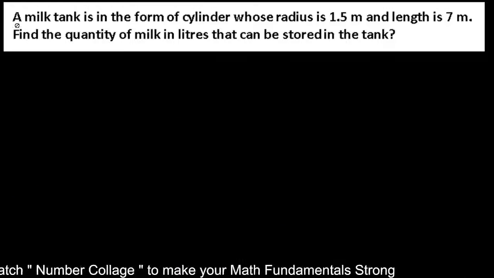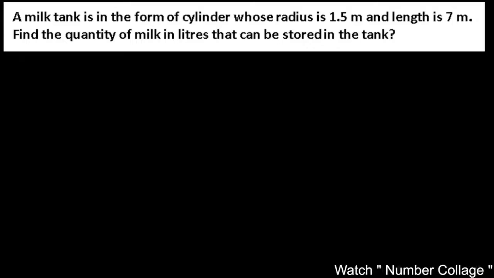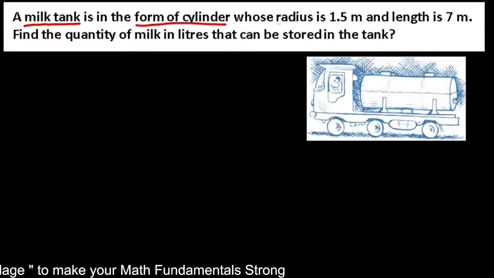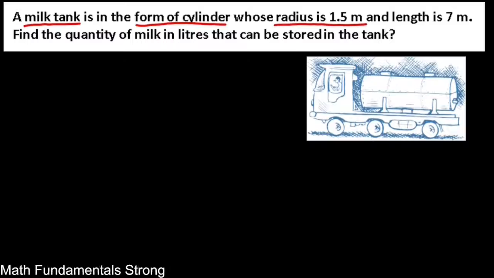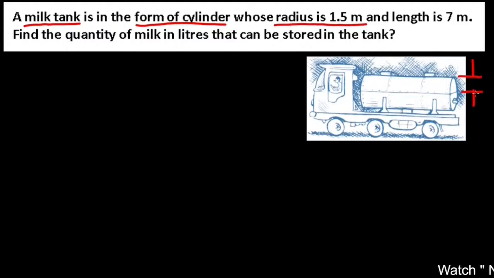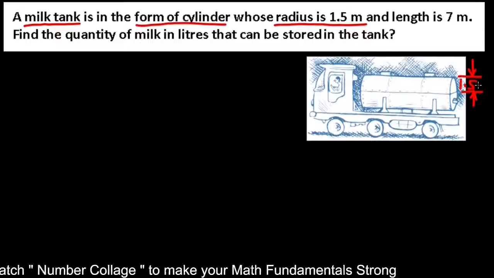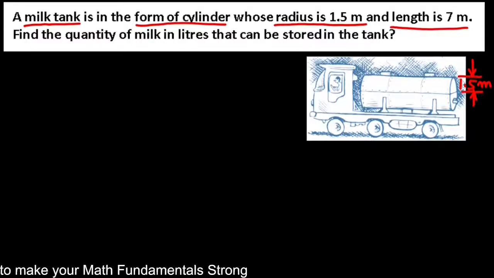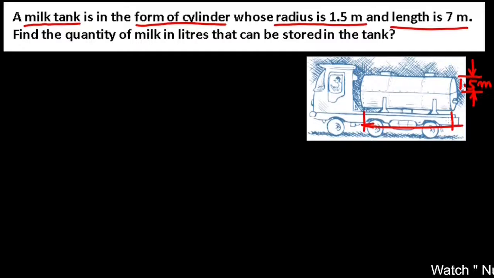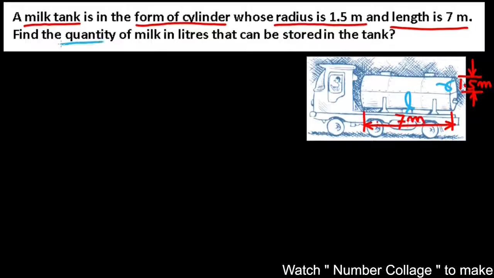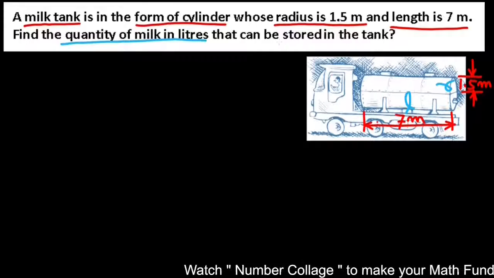Next problem is a milk tank is in the form of a cylinder whose radius is 1.5 meter and length 7 meter. Find the quantity of milk in liters that can be stored in the tank. Let us show the milk tank in the form of a cylinder whose radius is 1.5 meter. So the radius of this milk tank is 1.5 meter and length is 7 meter. So length of the tank is 7 meter. So this is L and this is R. We have to find the quantity of milk in liters that can be stored in the tank.